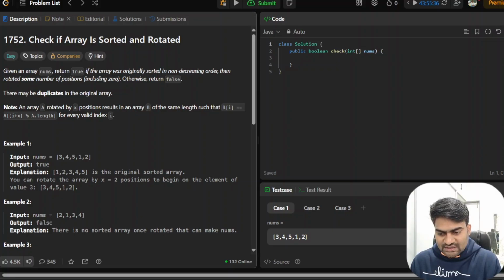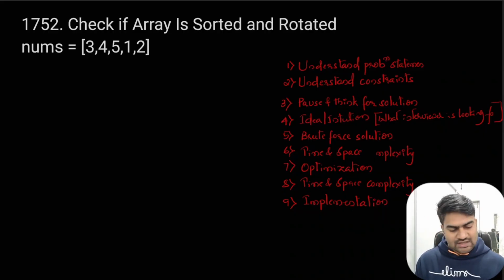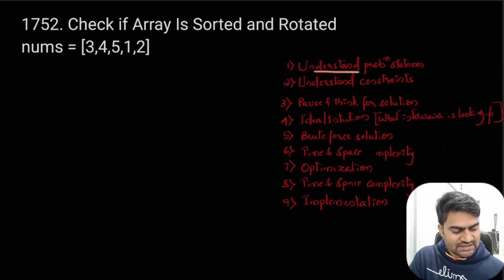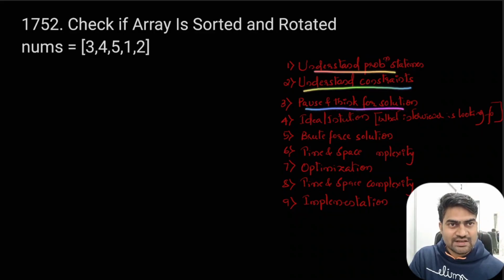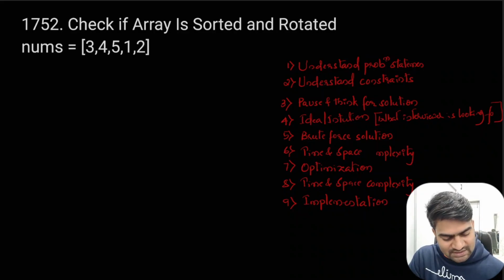Let's go to the editor view. So as usual, these are the steps we are going to follow throughout our series. We will understand the problem statement, we will understand the constraint, then we will pause the video and think for some solution, and then we will further proceed with brute force solution and the most optimal one. So with that, let us try to understand the problem.